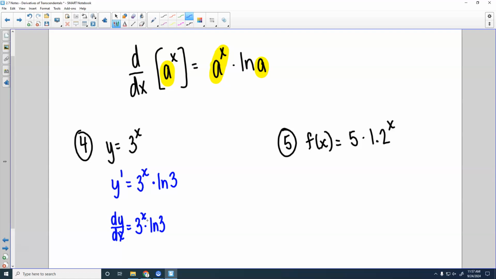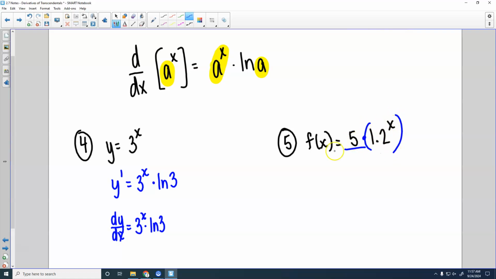For example 5, I've got f of x equals 5 times 1.2 to the x power. So this is an exponential function as well. This 5 right here is multiplied by a number that is being raised to a power.